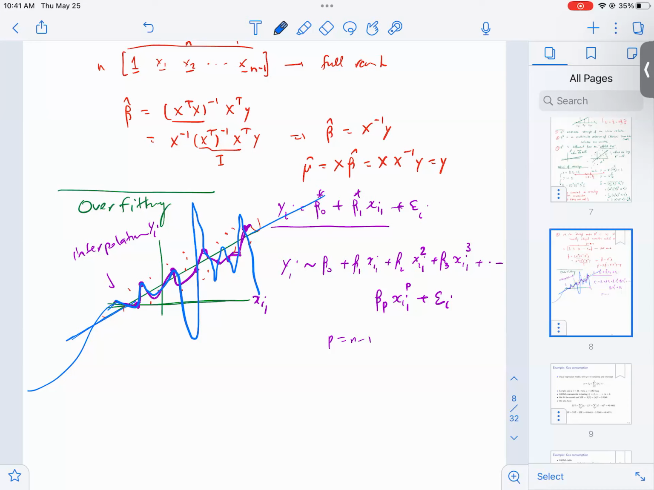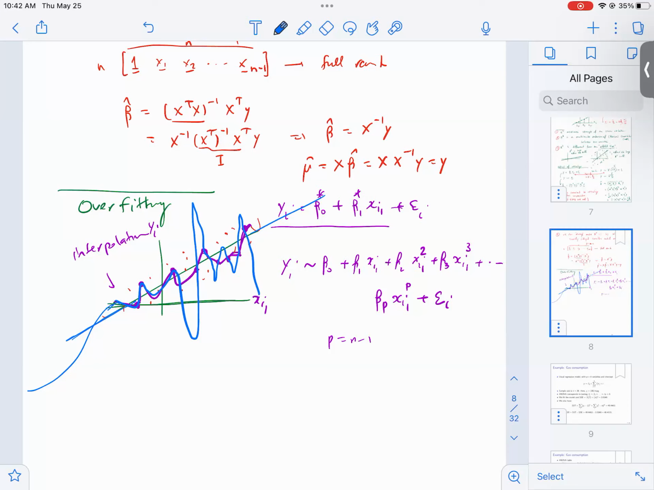Overfitting is usually stated when you reach this level of interpolation, right? So close to this, or interpolation, people call it overfitting. Whether you're actually overfitting or not is a different story. Overfitting is fitting a model which is more complicated than it actually is.